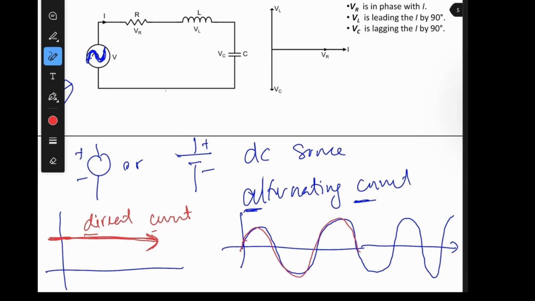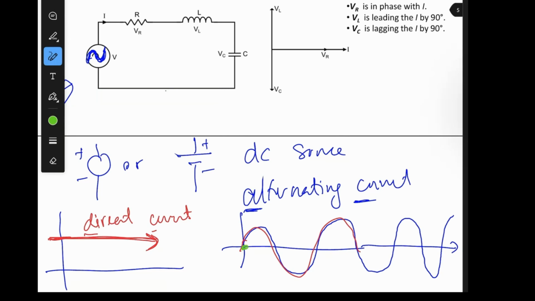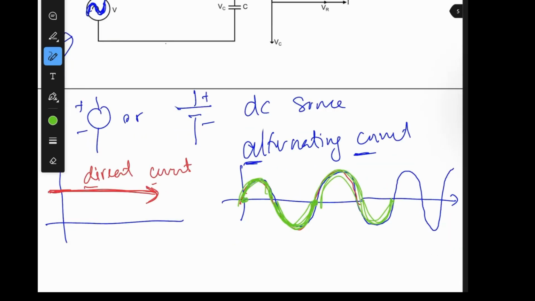From this point until this point, we call one cycle. Half cycle: positive half cycle, negative half cycle. So full cycle, one cycle, one cycle, two cycles. Now we have frequency.